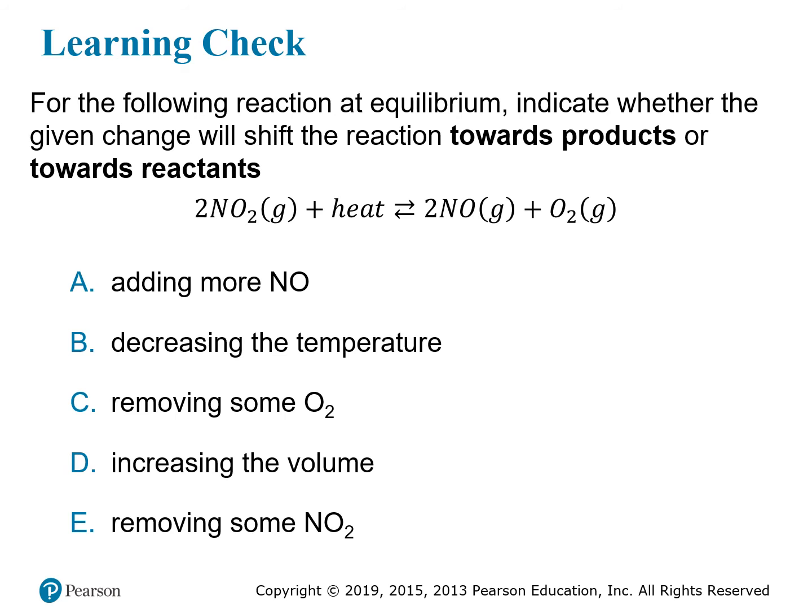So let's take this example of an equilibrium between nitrogen dioxide, nitrogen monoxide, and oxygen, and think about how each of these changes, A through E, will affect the equilibrium. So imagine your system is at equilibrium already. What will happen if you add more NO, nitrogen monoxide? Well, nitrogen monoxide is a product in this reaction. And so Le Chatelier's principle says that if we add more product, the system is going to want to try to decrease the amount of product. The system decreases the amount of product by shifting to the left, towards the reactant side.